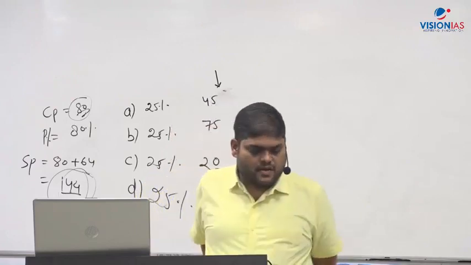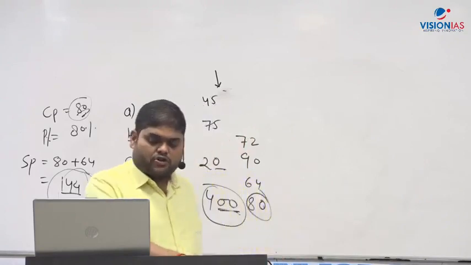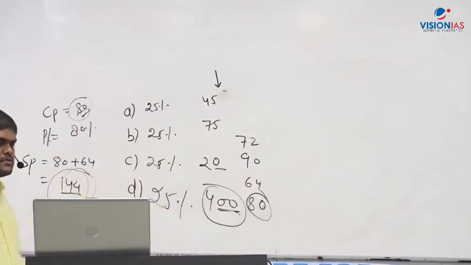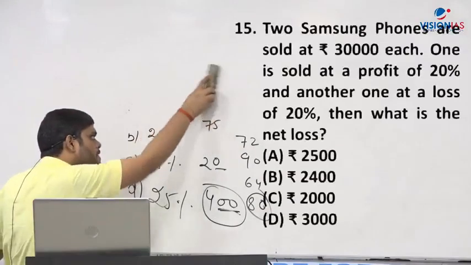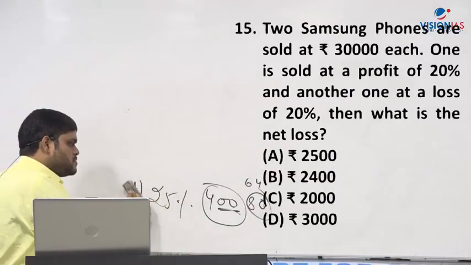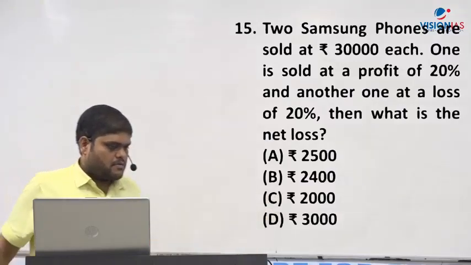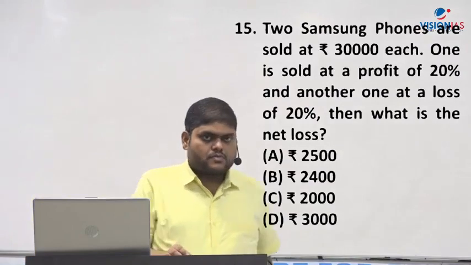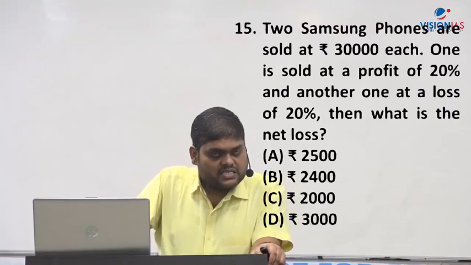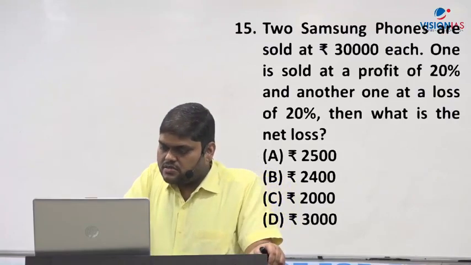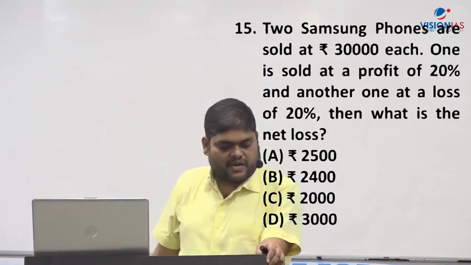Is it clear? Then question number 15, the 15th question will come on your screen. Question number 15. Two Samsung phones are sold at 30,000 each. Kindly solve with the traditional method.